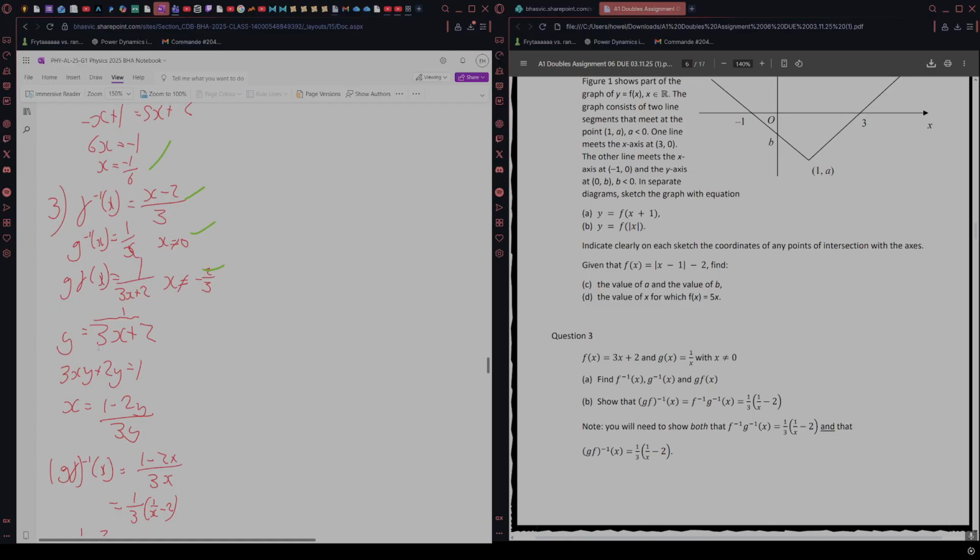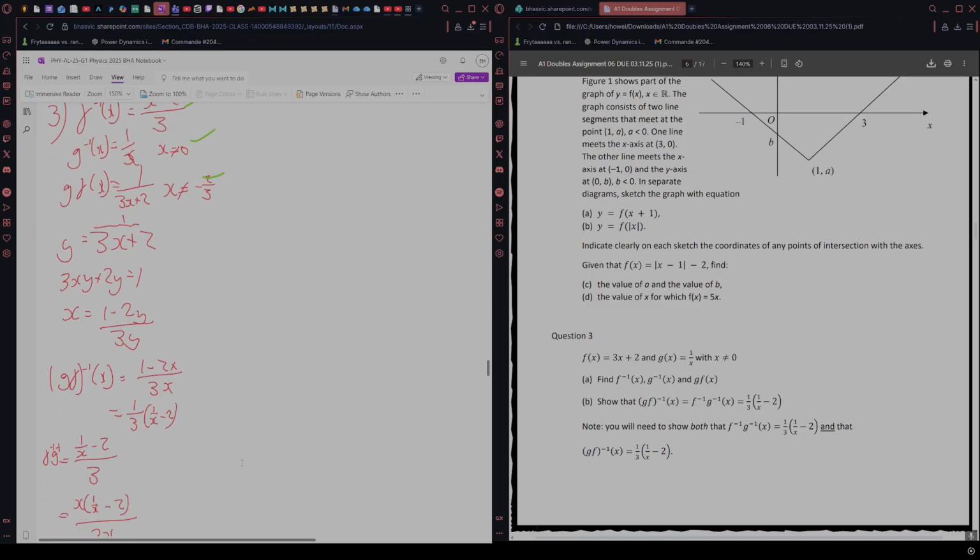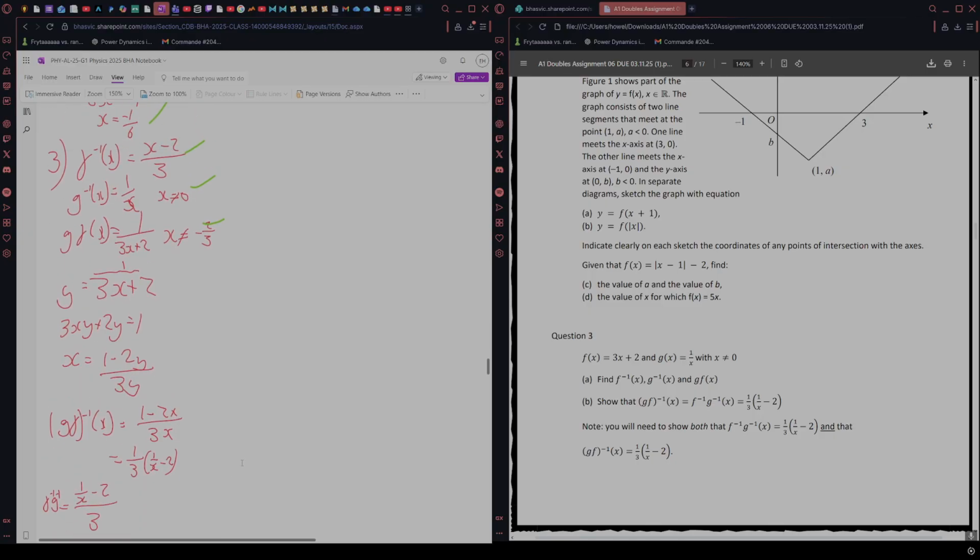I found gf and then put it into its inverse form, which is this, and then you can factorize a third and then separate the fractions out. f negative 1 g negative 1 took me a little bit longer, but that's just because I kind of messed up at first.